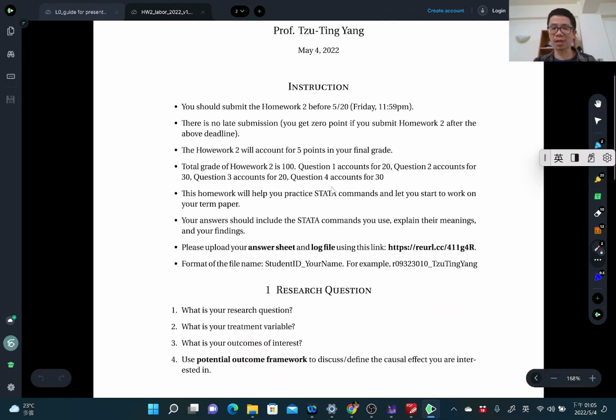So in your answer, you need to include the data commands you use and briefly explain the meaning of the command and your findings. And please upload your answer sheet and log files to these places. You have experience doing your homework 1, so you should know this. And the structure of the file name is student ID and your name.